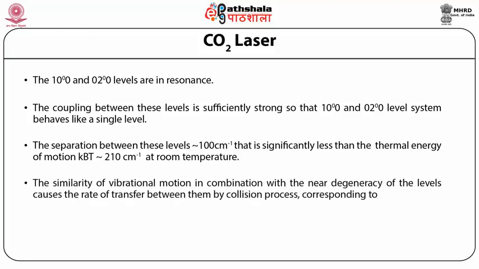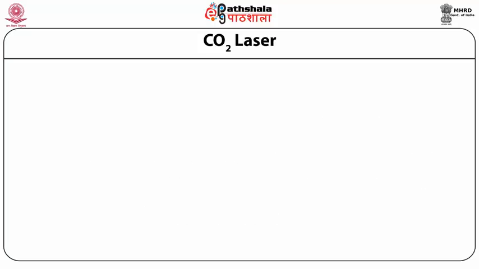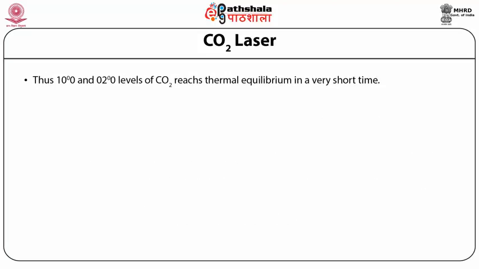The similarity of vibrational motion, in combination with the near degeneracy of the levels, causes the rate of transfer between them by the collision process, corresponding to 1000 plus 0000 giving 0200 plus 0000 plus delta E, to be extremely rapid. Thus the 1000 and 0200 levels of CO2 reach thermal equilibrium in a very short time.